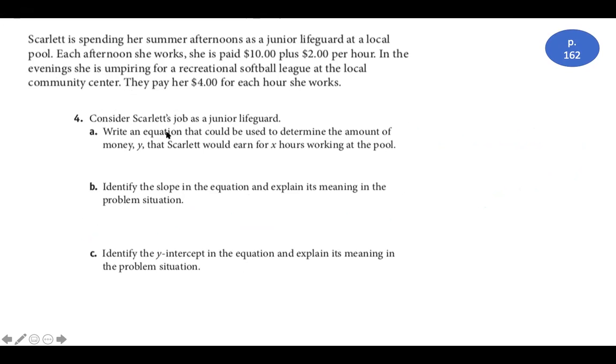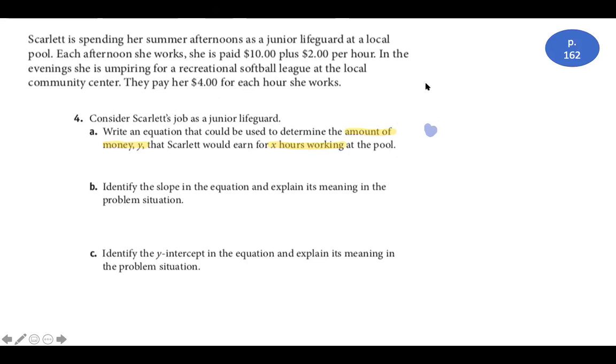So we want to write an equation that could be used to determine the amount of money, Y, that Scarlett would earn for X hours working at the pool. They defined our variables for us. Do you see that? If you're going to use X and Y in an equation, you must define your variables. So they're saying the money she's earning is going to be Y, and the hours she's working are going to be X.